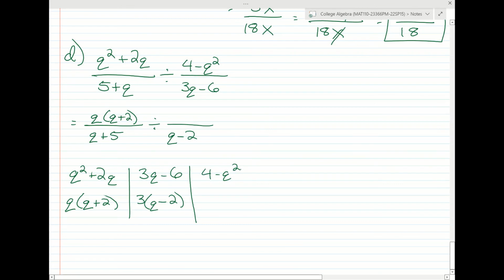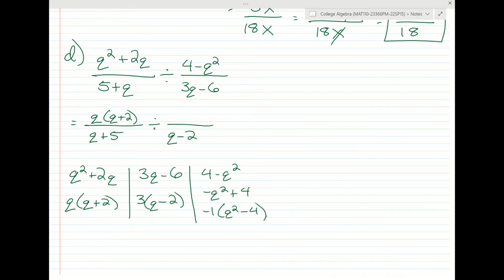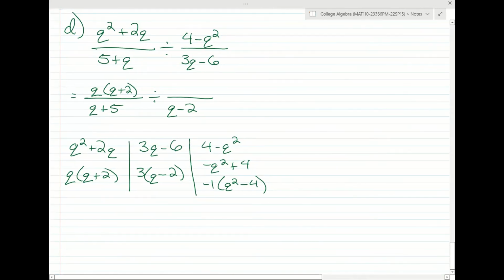The problem with this is that it's in a little bit of a screwy order, right? So let's just rearrange it. Let's write negative q squared plus 4, and then take out the negative 1. Now you can factor it. Now this is a perfect case, and this would just be q squared minus 2 squared, which we have been talking about how to factor for a while now. So it would be negative 1 times q plus 2 times q minus 2.